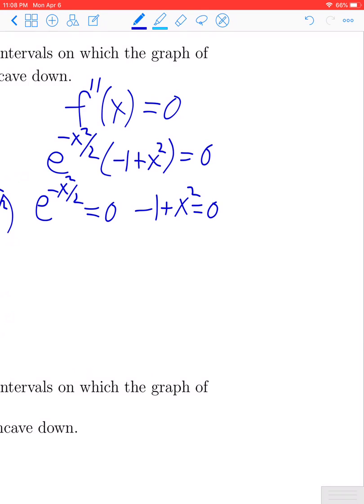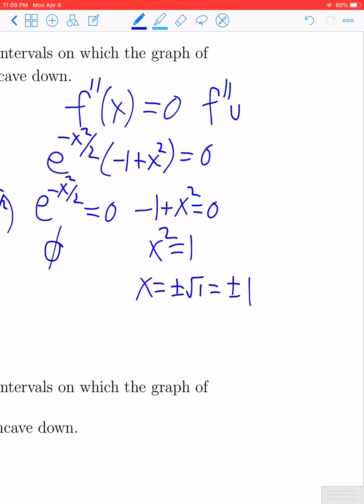For the first part of this, e to the negative x squared divided by 2 equals 0. Well, e is never going to be 0. The range of the exponential function is from 0, not included, to infinity. So this first part won't produce any solutions for us. However, over here, I can add 1 to both sides, and then take the square root, and we get 2 places where the second derivative is 0. Those would be positive and negative 1.